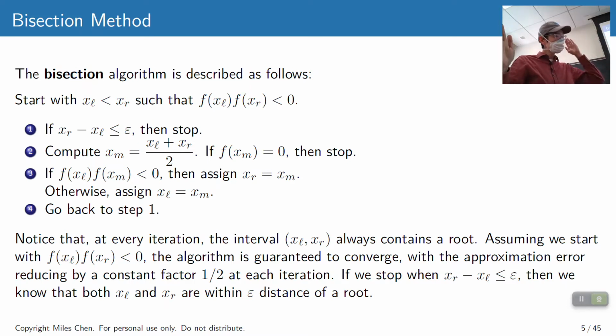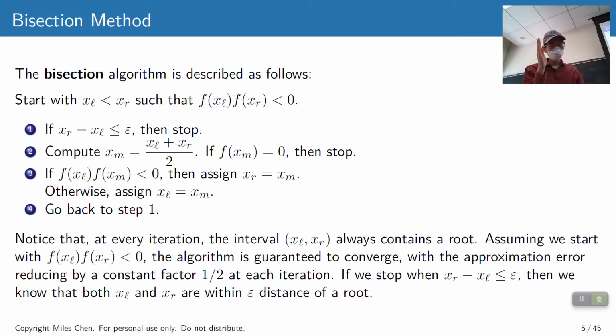Otherwise, if there is a difference between x on the left and x on the right, you find the midpoint. So you just do x on the left plus x on the right, divided by 2. If by coincidence f at this midpoint is equal to 0, then we'll stop. Now that happens with a very, very low probability. So you probably won't encounter this, but if you do happen to hit the root exactly at the midpoint, we'll go ahead and stop.